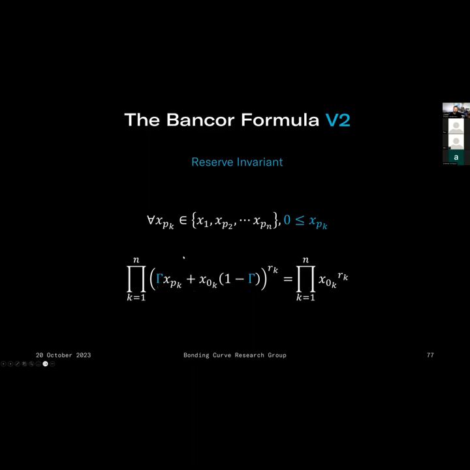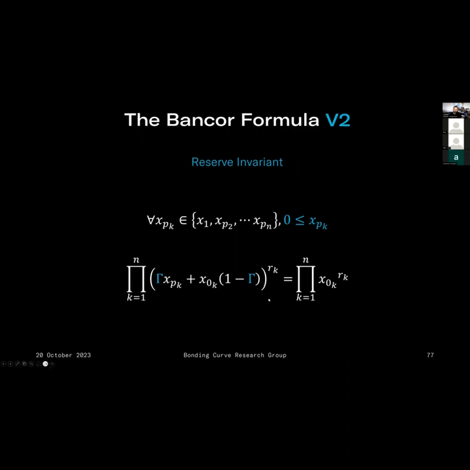You can see that gamma equaling 0 here is just not a problem, right? Because it just means that it cancels out this term. And then we just end up with the product of all of these x0 coordinates being equal to the product of all of these x0 coordinates. Not too difficult.